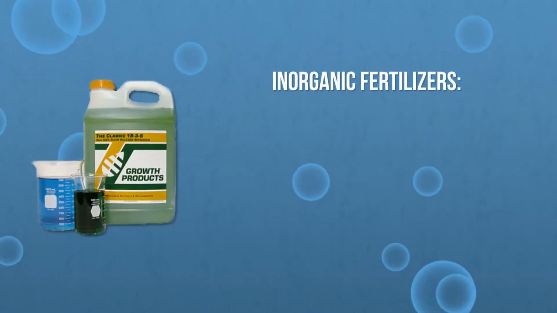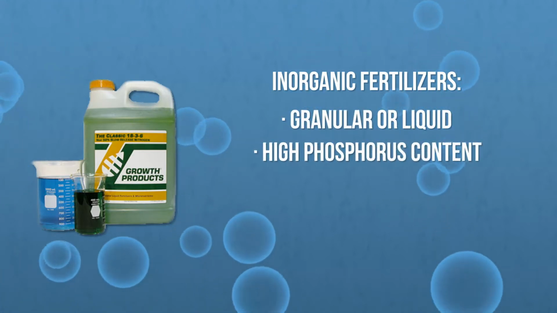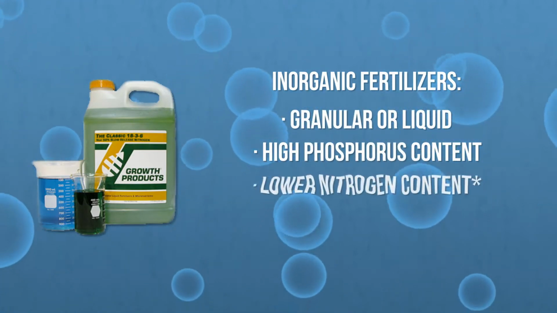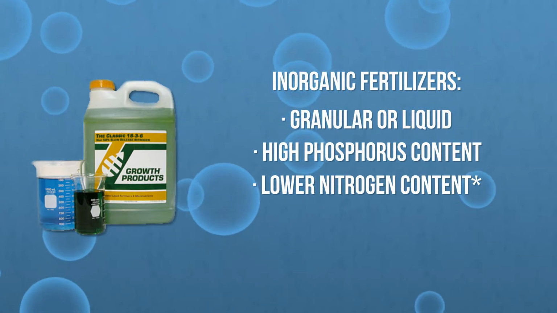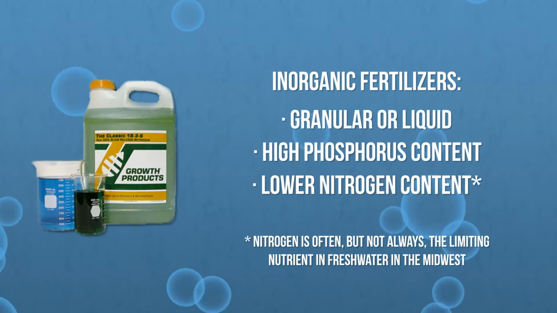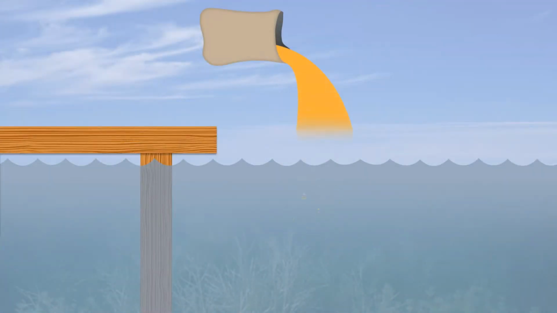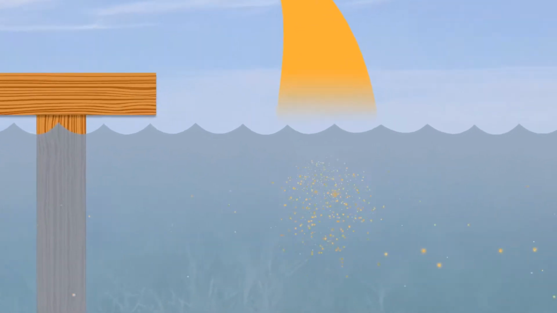Inorganic fertilizers are those that take the form of granular or liquid fertilizers, having a high phosphorus content and to a smaller degree nitrogen. Nitrogen is often, but not always, the limiting nutrient in fresh water in the Midwest. The premise behind using inorganic fertilizers is that by applying needed nutrients, phytoplankton populations rapidly increase.